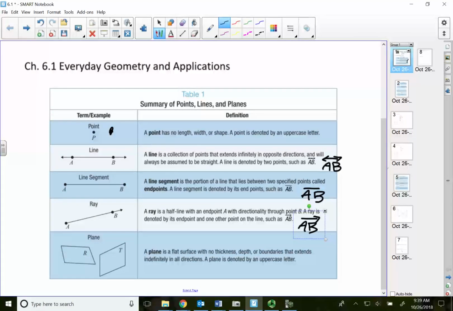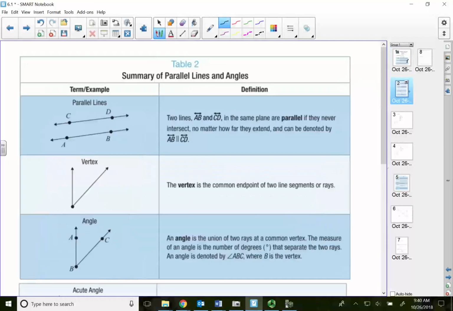I just mentioned the word plane in plane geometry. The word plane refers to a flat surface with no thickness, depth, or boundaries that extends indefinitely in all directions. Think of a plane as a surface. A plane is always denoted with an uppercase letter, whatever you want to call your plane. So that's the very basic concepts: points, lines, segments, rays, and planes.